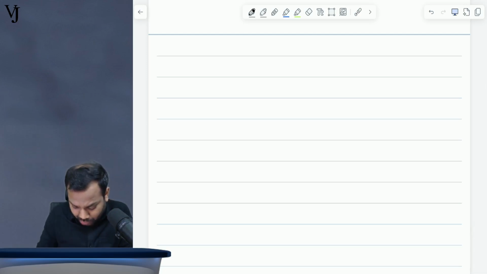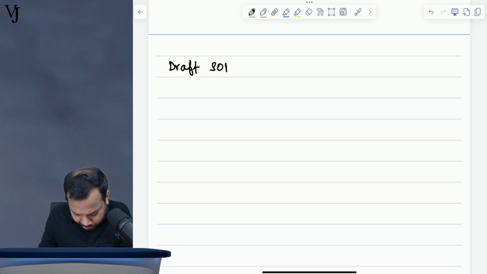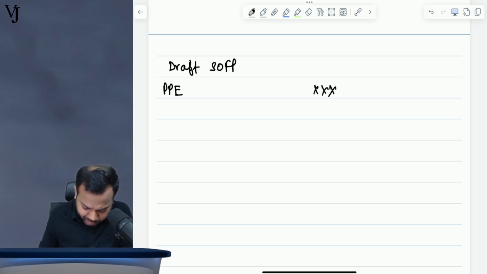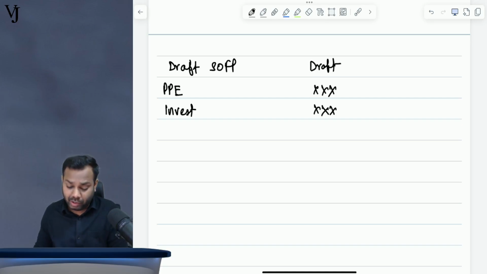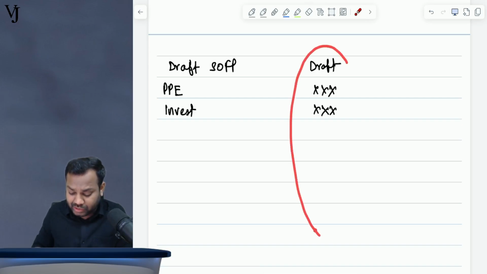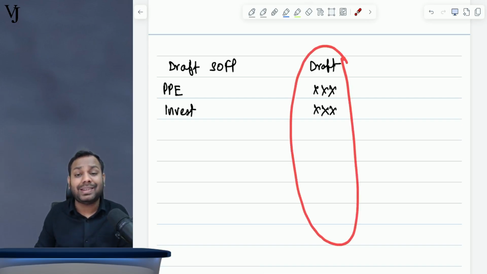So let's suppose the draft SOFP is given and they have specified PPE as this much. They have specified investments as this much. These are draft numbers. So what I am trying to say is, don't touch these numbers. Leave it as it is.